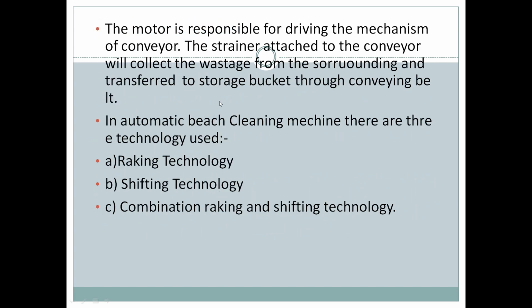Now the next point is the motor is responsible for driving the mechanism of the conveyor. The strainer attached to the conveyor will collect the wastage from the surroundings and transfer it to the storage bucket through the conveyor belt. In an automatic beach cleaning machine, there are three technologies used: raking technology, shifting technology, and combined raking and shifting technology. Basically, two technologies are used: raking technology and shifting technology.